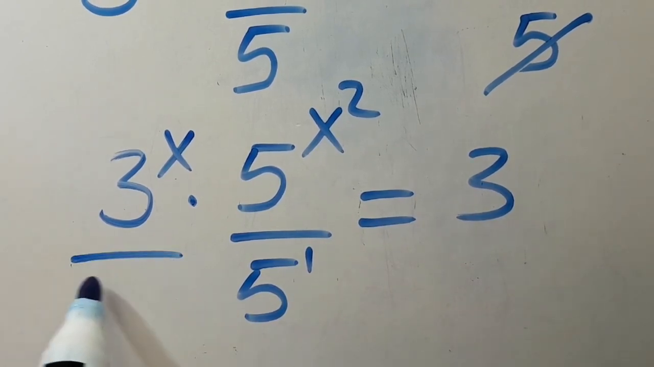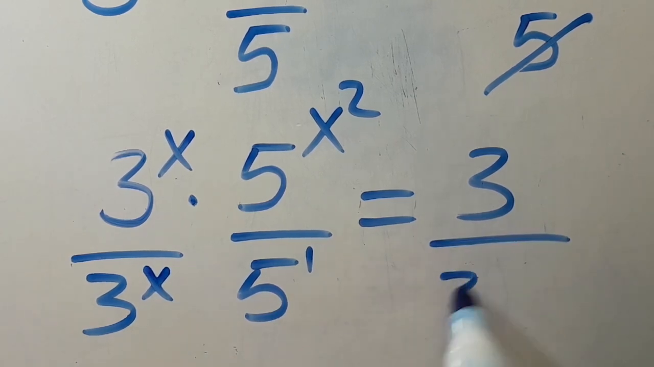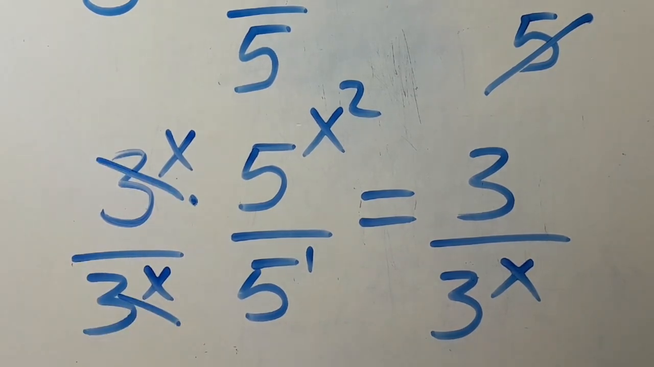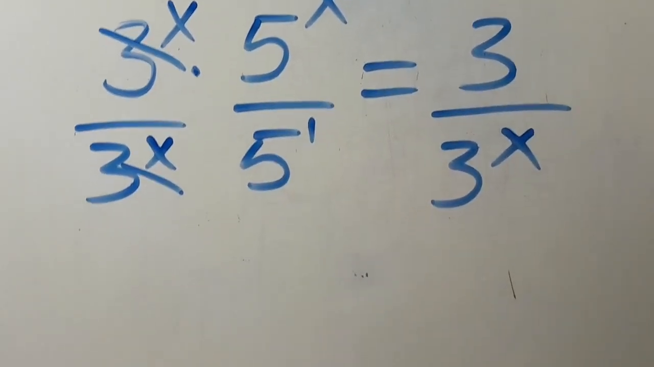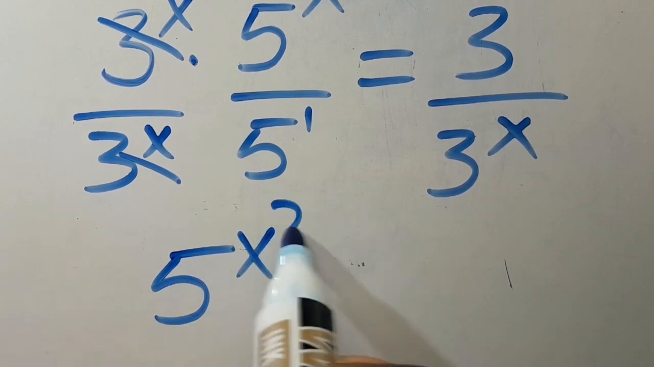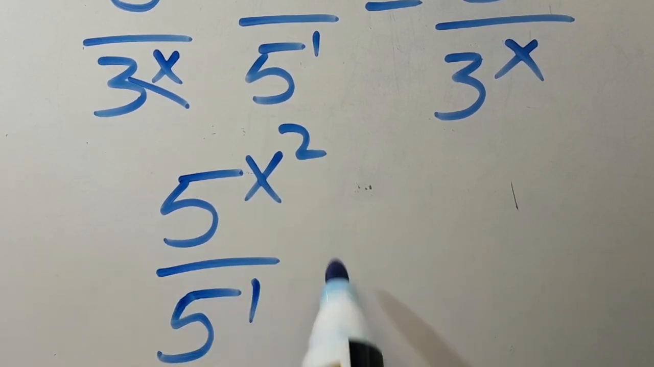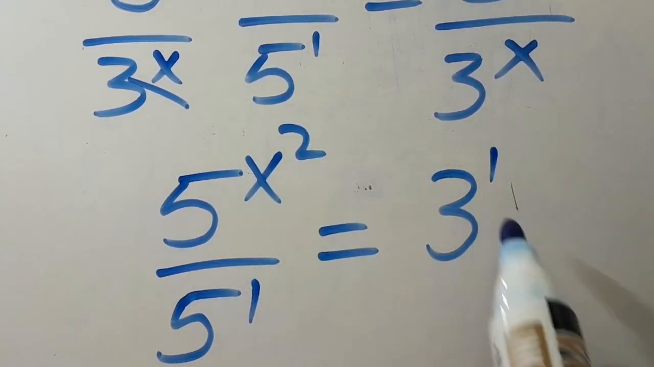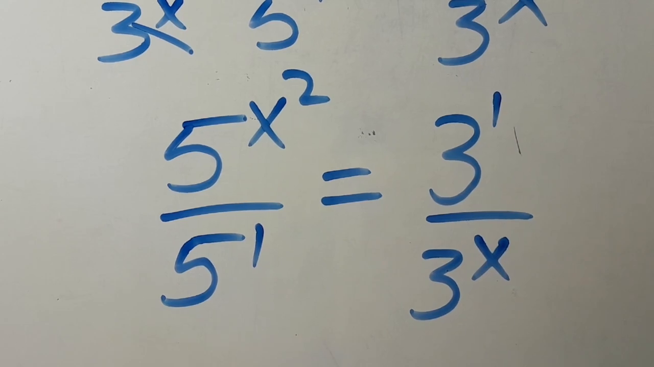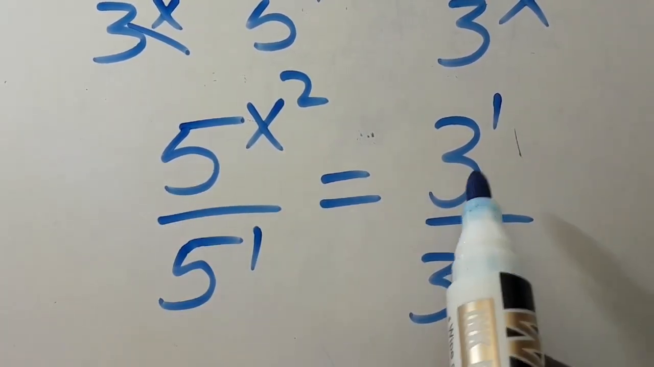Then let's also divide through by this 3 to the power of x. This and this will also cancel. So we are going to have only from the left 5 to the power of x squared divided by 5 to the power of 1 equals 3 to the power of 1 divided by 3 to the power of x. So from here we can see that they have the same base.